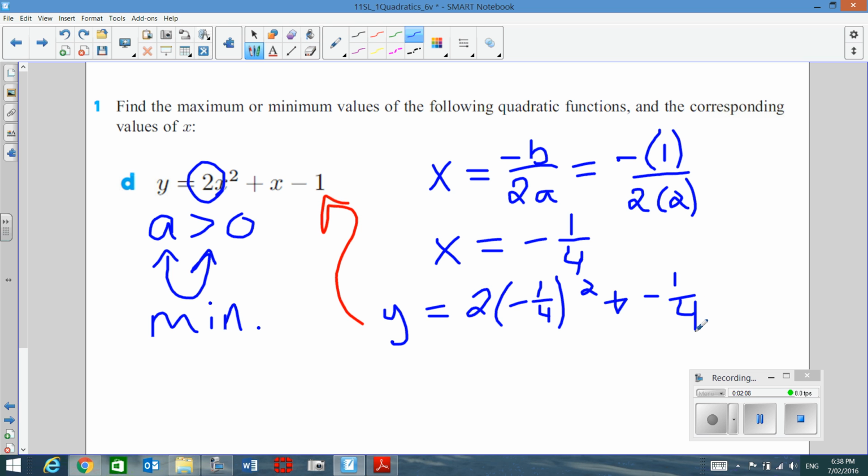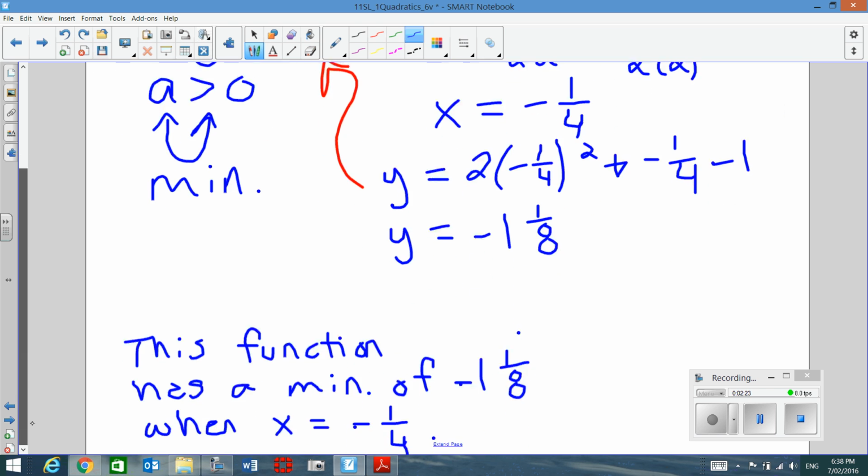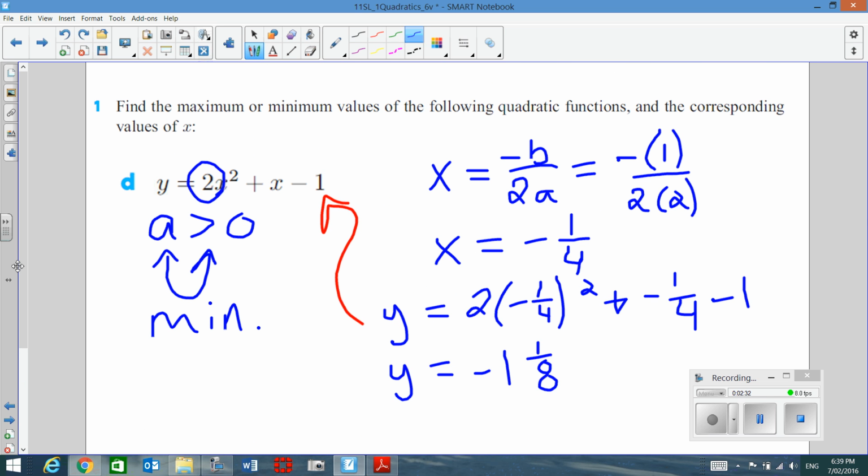And this would be a great time to pause and try it yourself. Make sure you come up with the same y value that I do. But if you simplify that by hand or with your calculator, you come down to negative 1 1/8. Again, this is something we should be able to do without a calculator. So writing my sentence: this function has a minimum value of negative 1 1/8 when x is negative 1/4. And that's a really straightforward question, just asking you to do a couple of steps, but really just looking for your vertex. And we've done this 1,000 times.